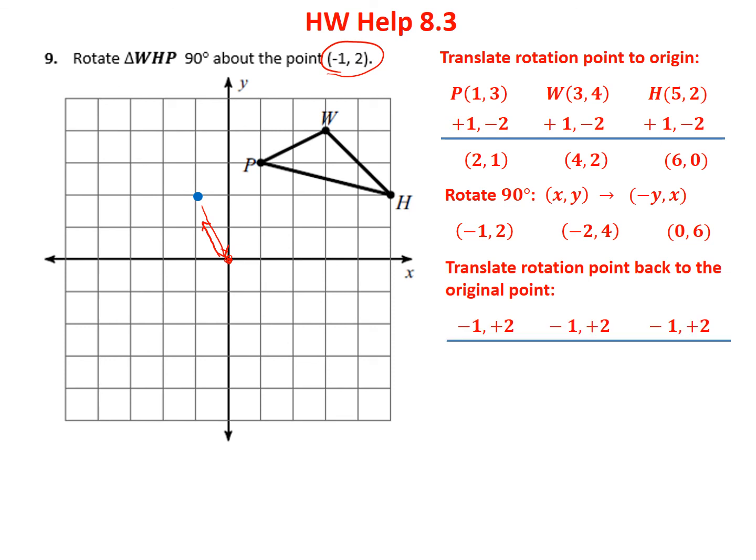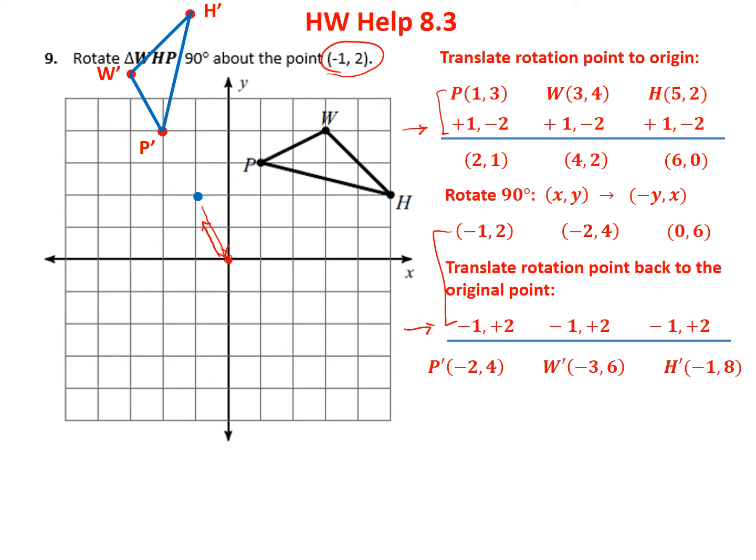So notice this is the opposite of this. I translated down to this point, and now I'm going to translate back to that point. And when I do, I end up with minus 2, 4. Again, I'm adding these two together here, just like up there we added these two. Adding those two together, there are my new points. And then I plot those points: P prime, W prime, and H prime.